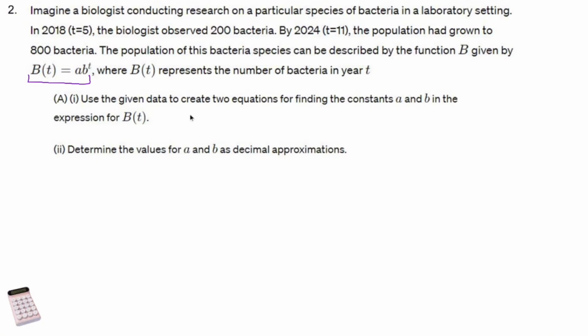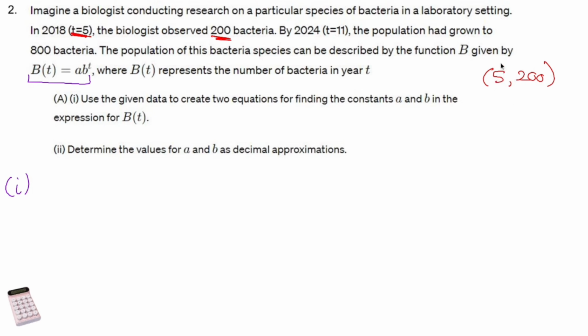Use the given data to create two equations for finding the constants A and B in the expression B of T. So part 1 is asking for two equations, like a system of equations. To come up with them, I take the information I have: when T is 5, the population is 200. That gives me the coordinate 5, 200.